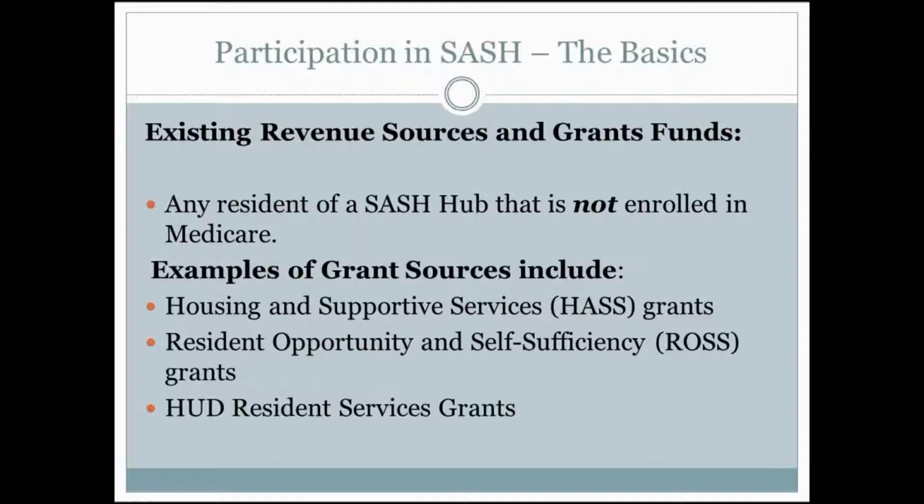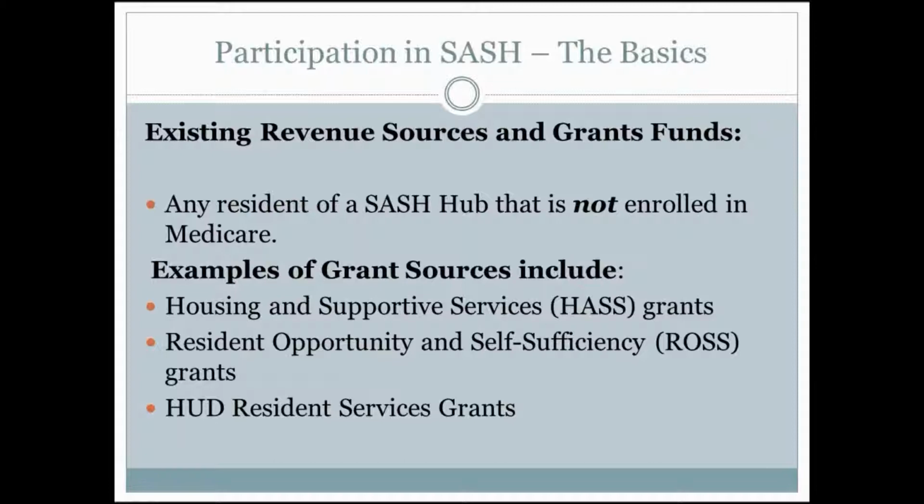So we talked about the Medicare demonstration funds as one of the sources. The other source we talked about was any existing revenue sources or grant funds that the housing host organization has. So the question is, what are those sources paying for? If Medicare is paying for the Medicare folks that make up your SASH panel, what is it that existing revenue sources and grant funds are paying for? Well, there's a couple things.